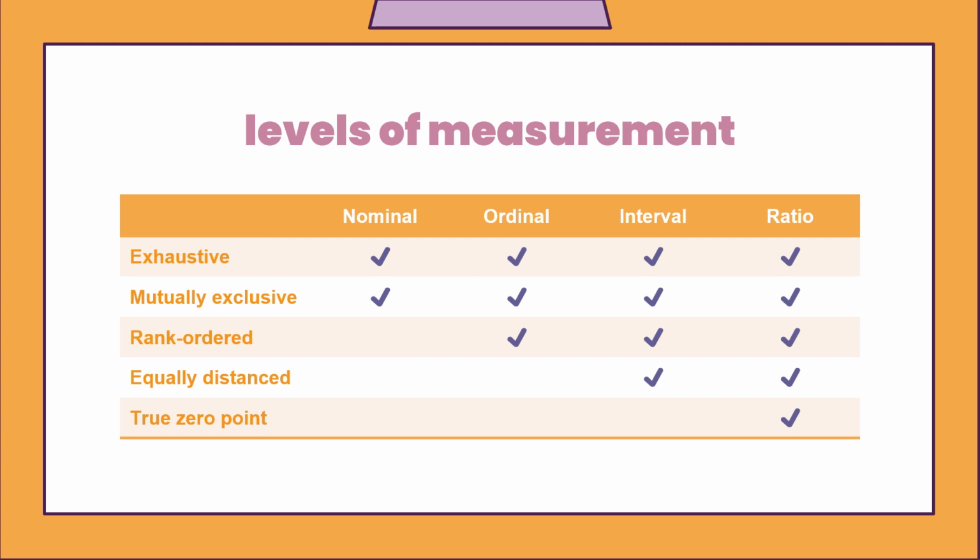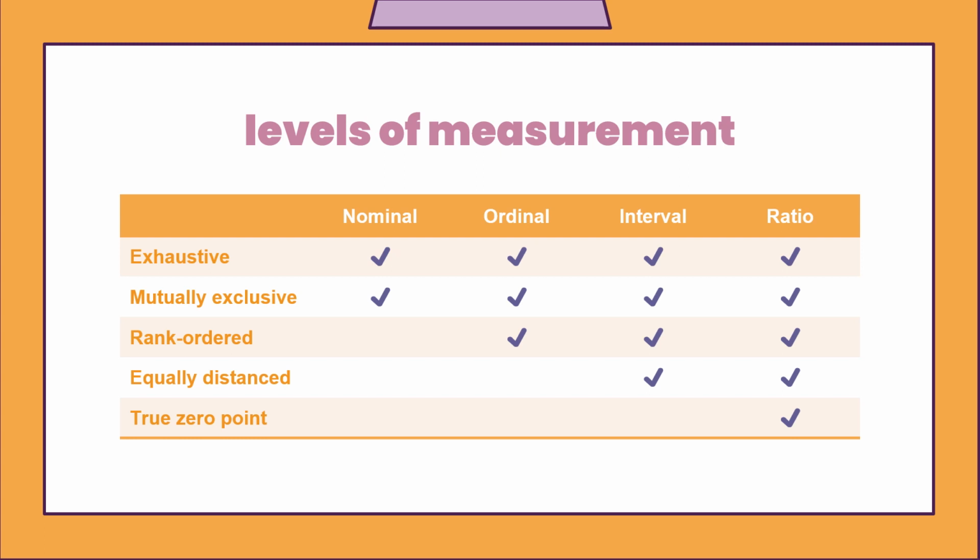They are mutually exclusive categories. They cannot be rank ordered, meaning red is not better than yellow, so I couldn't put it in any specific order. They are not equally distanced from one another. That doesn't really quite make sense. And there's no true 0 point, right? So that is nominal data.